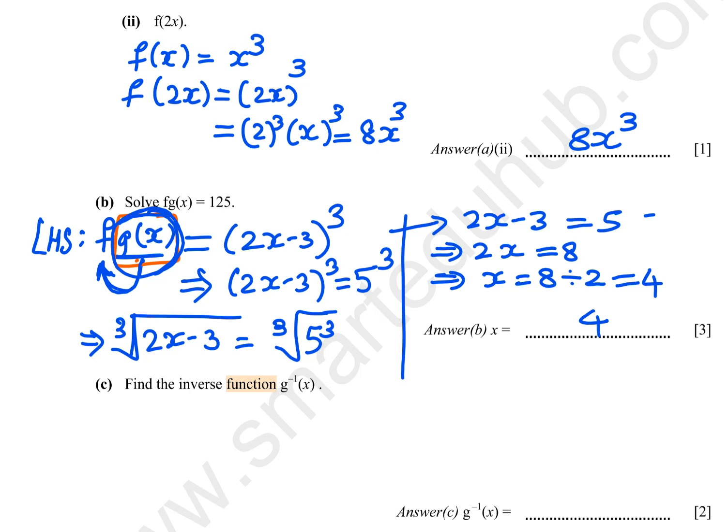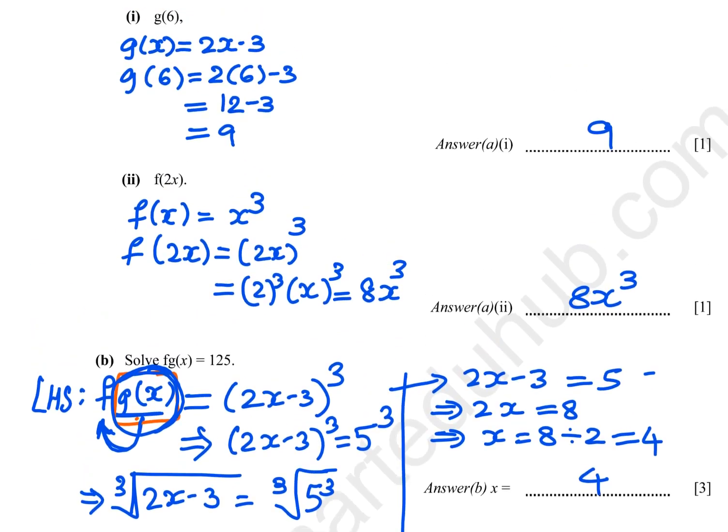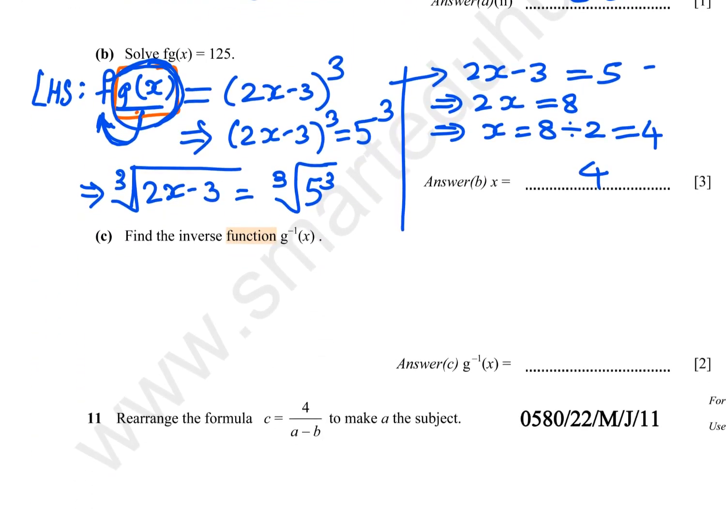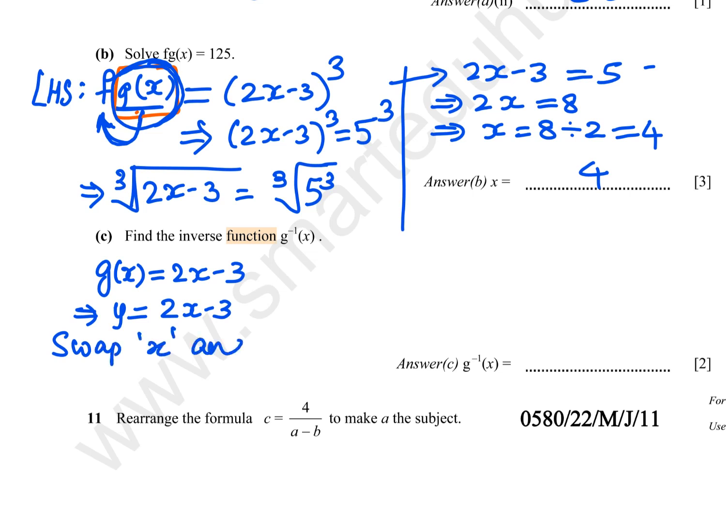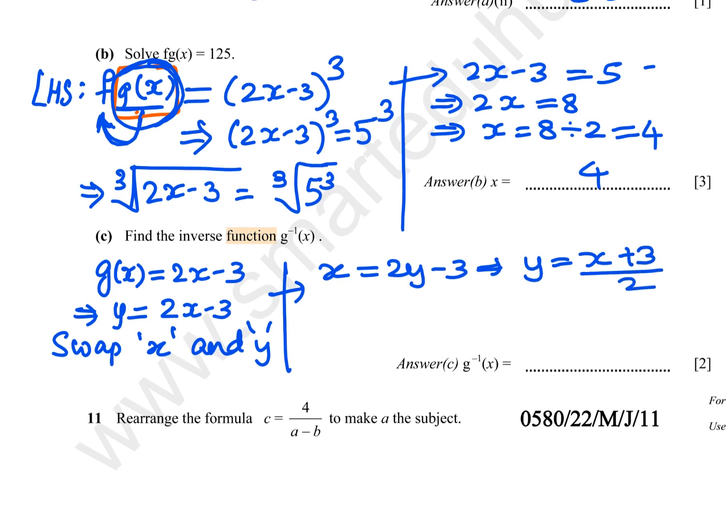Okay, now find the inverse function g inverse x. Now again, what is g x? It's 2x minus 3. So it's been told to us that g x is 2x minus 3. Now that means you can treat this g x like y equals 2x minus 3. So when you want to find the inverse, what do you do? You swap x and y. So then what do you get? When you swap x and y, you get x equals 2y minus 3. That means y equals (x plus 3) divided by 2, right?